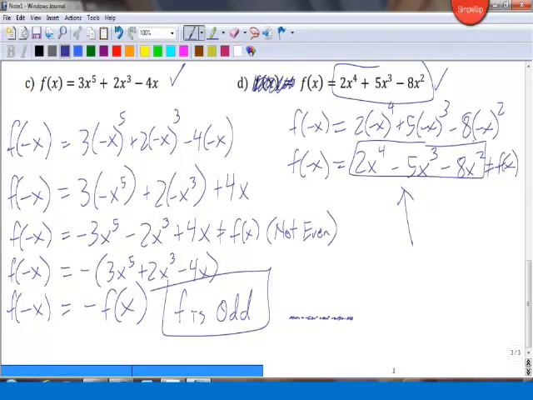Well, no. I mean, the minus 5x cubed is the opposite of 5x cubed, sure, but the 2x to the fourth are the same. And the negative 8x squareds are the same. So it's not exactly the opposite of the original. So for that reason, f of negative x is not equal to negative f of x. So for that reason, it's not odd either. It's not the same as the original, not the opposite of the original, so neither even nor odd.